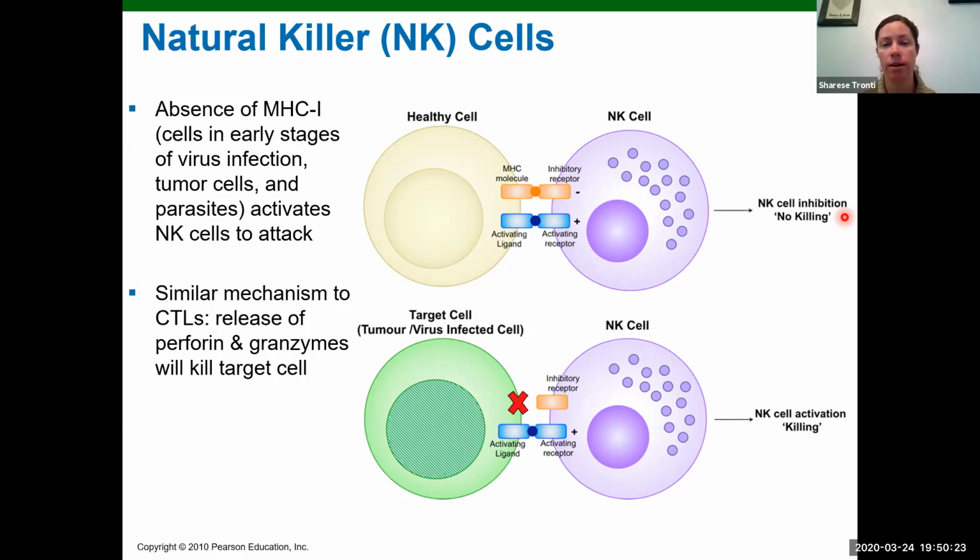So very early on, during a viral infection of a cell, there will actually not be any MHC molecule found on the surface of that cell. So that's what we're seeing down here. Again, this is only very early on during viral infection. The natural killer cell will recognize that there is no MHC molecule on this cell. And that will trigger the natural killer cell to kill this cell. And it's going to do that in the same way that cytotoxic T cells kill, with perforin and granzymes.